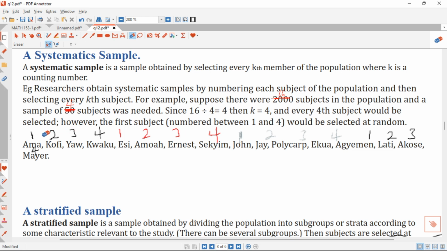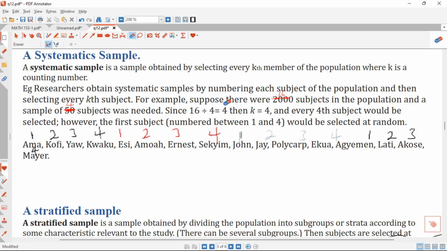There is a list here: Amma, Kofi, Yao, Kweku, Esi, Amwa, Sechin, and the rest. These are the lists that we have here, and we are using systematic sampling. Right now you know that the population is 16. The names here are 16. We divide by 4, and we get 4. So within each sample, we are going to get 4 participants.